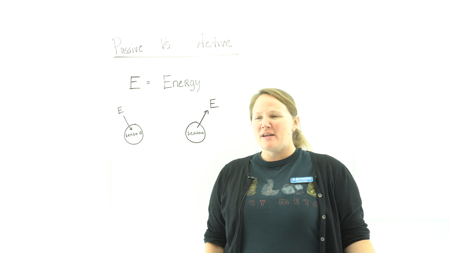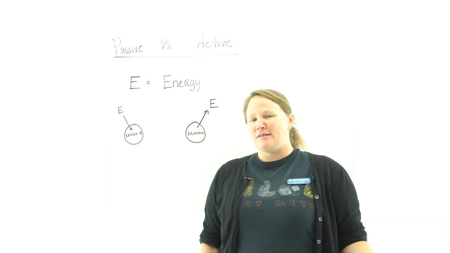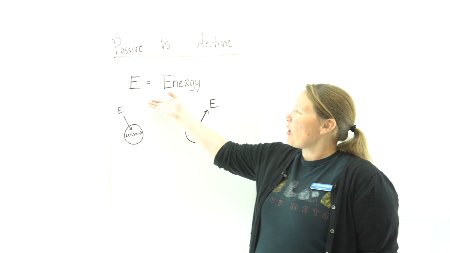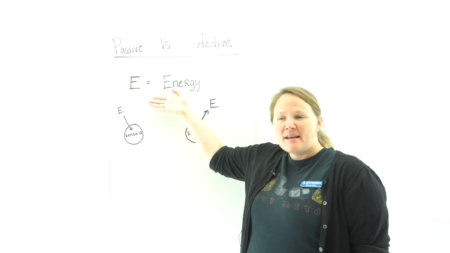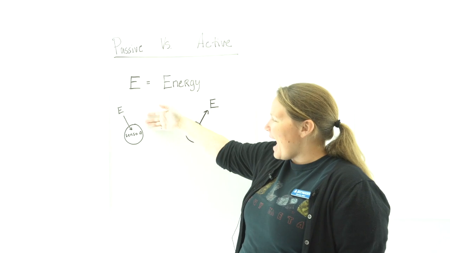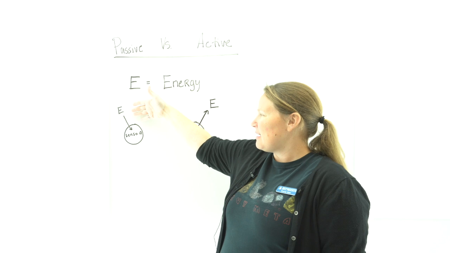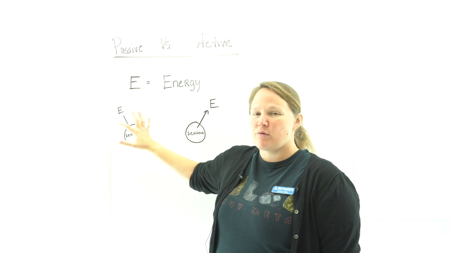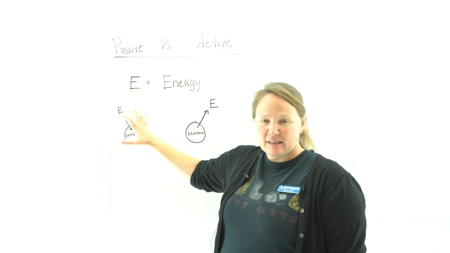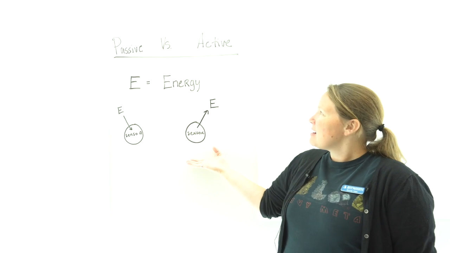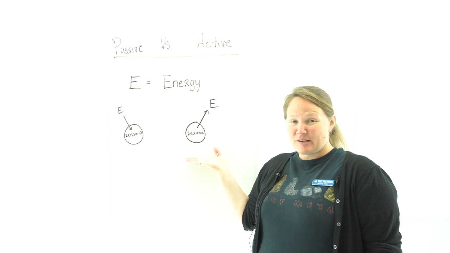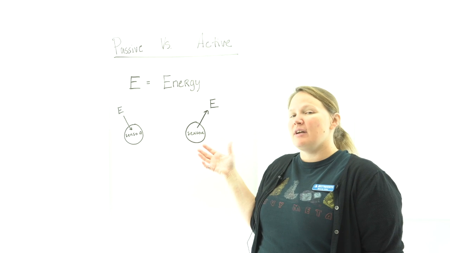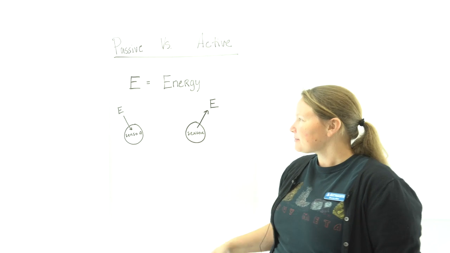What is the difference between a passive and an active sensor? Well, it's very simple actually. It all has to do with energy. A passive sensor absorbs energy from its surroundings in order to create the signal variable, while an active sensor adds energy to its environment in order to create the signal variable.